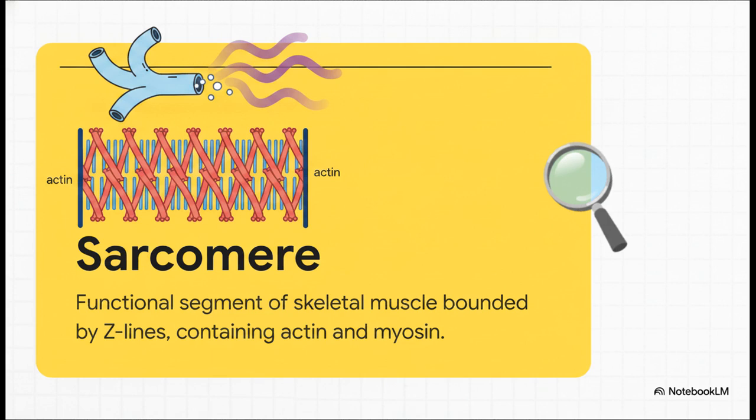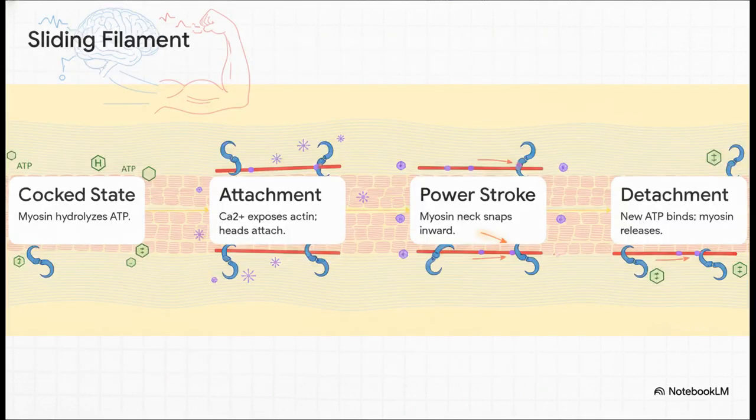Visually, you can think of these like microscopic overlapping gears, made up of thick myosin filaments and thin actin filaments. This sliding filament mechanism is the exact precise moment thought becomes movement. Fueled by cellular ATP energy, these tiny myosin heads start out in a cocked state. Once calcium exposes the binding sites on the actin, the myosin grabs on.